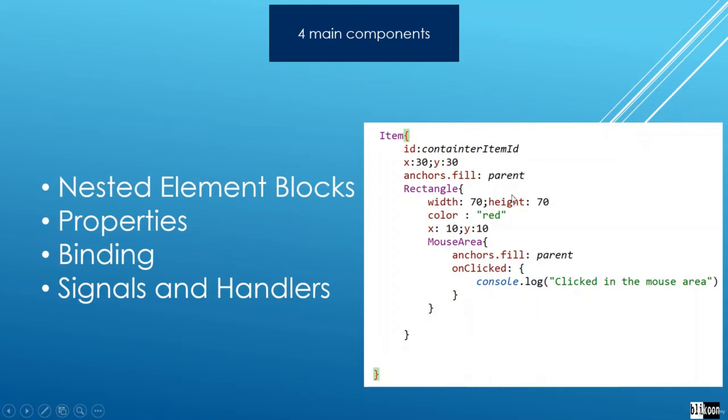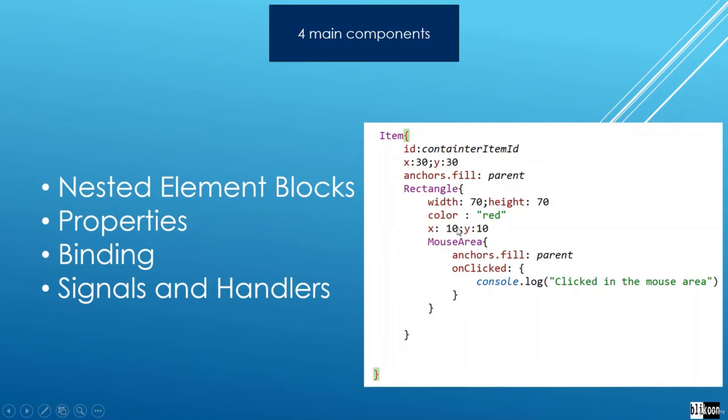It has nested elements, blocks. You can see here, this is what QML looks like. We are going to look at this. But you see we have an item here and these brackets here. Inside we have another rectangle item. Inside the rectangle item, we have another mouse area item. You see they are nested. This is what we mean here. QML has properties, things like X, Y you see here.